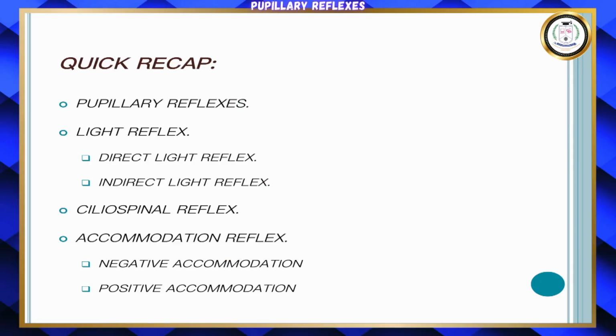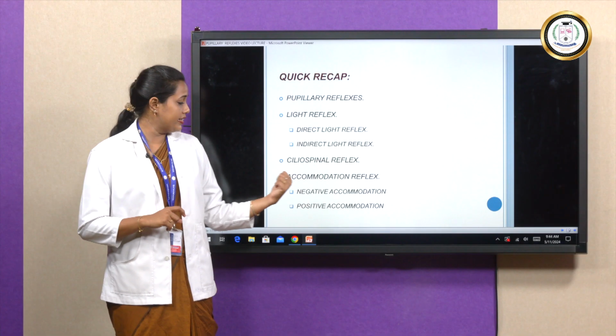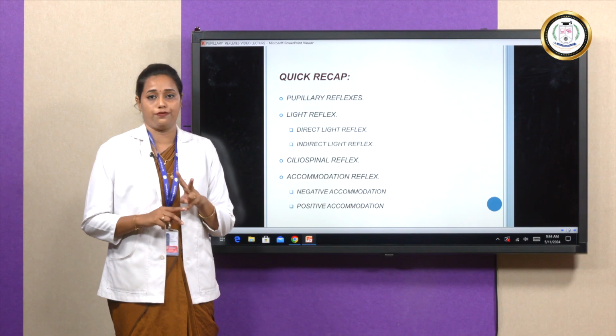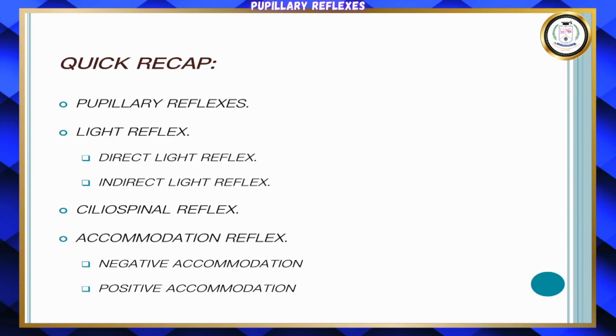Light reflex consists of two types. The first one is direct light reflex and the second one is indirect light reflex. Under accommodation, there were two accommodation reflexes. The first one was negative accommodation and the second one was positive accommodation.